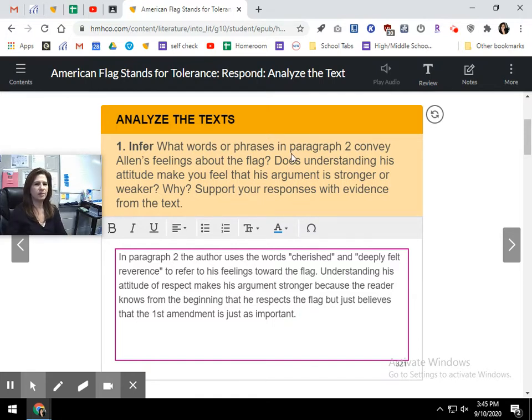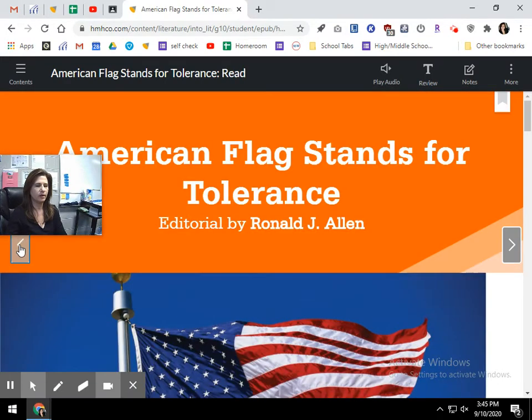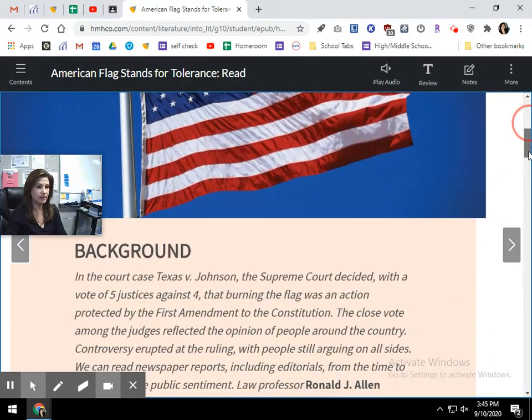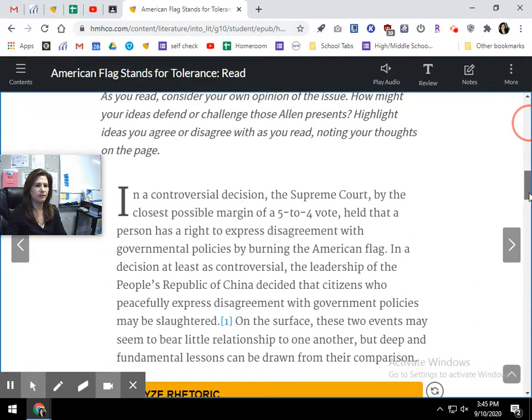So we already supported this first answer with evidence from the text by putting those words in there that we used. So let's just go back and find something to support how this makes his argument stronger, or to support this idea that we said that he respects the flag but believes that the First Amendment is just as important. So let me see. I'm kind of doing this along with you, so let me see what we can find.